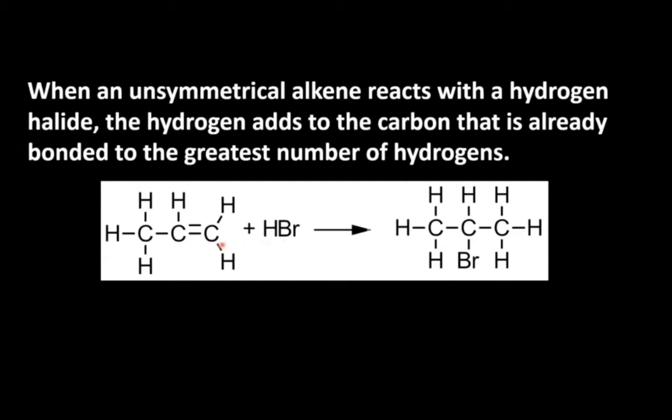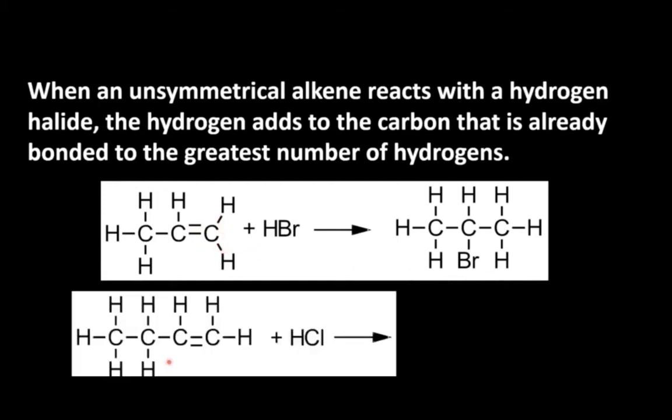So when we break this carbon-carbon double bond, the hydrogen will go to this first carbon because it has two hydrogens, and the bromine will attach to the second carbon because it only has one hydrogen attached to it. So the halide, the halogen, will attach to the carbon that has the fewest hydrogens, and the hydrogen will attach to the carbon that has the most.